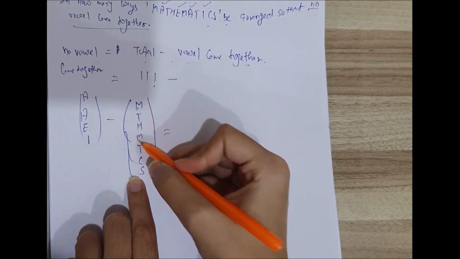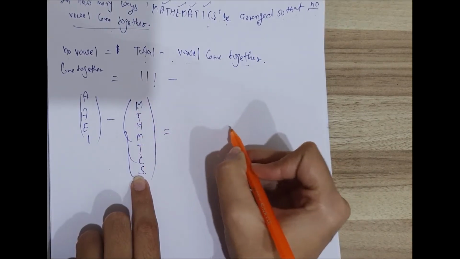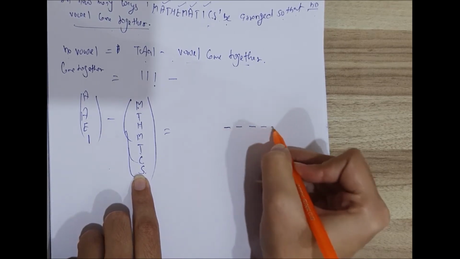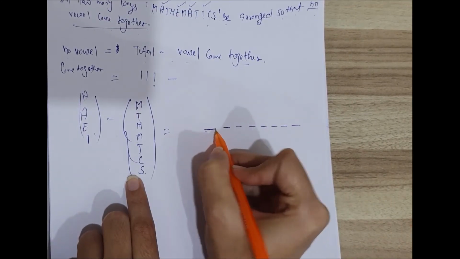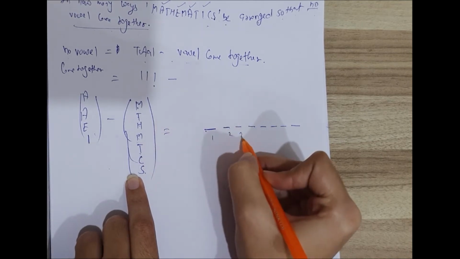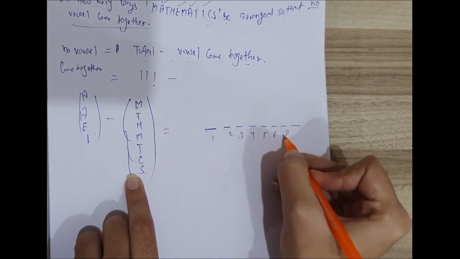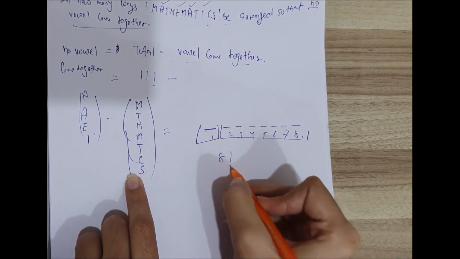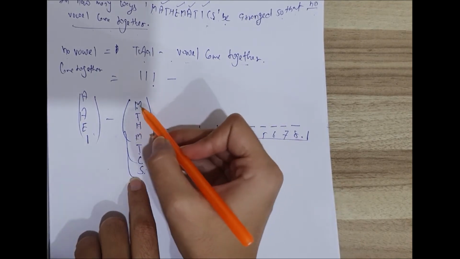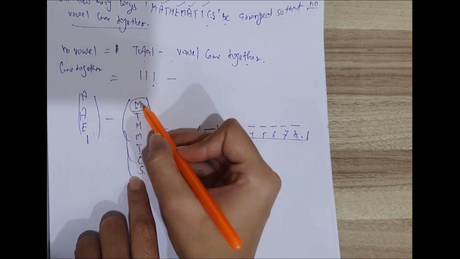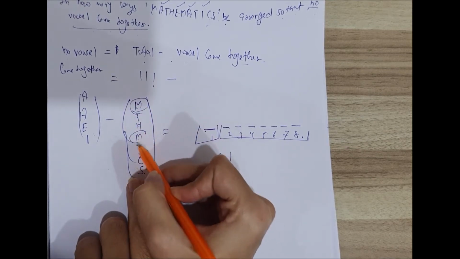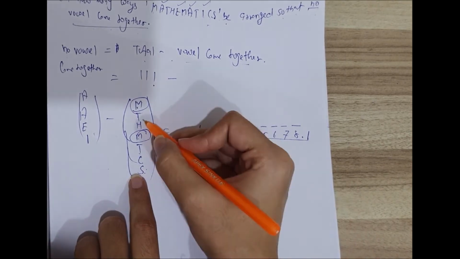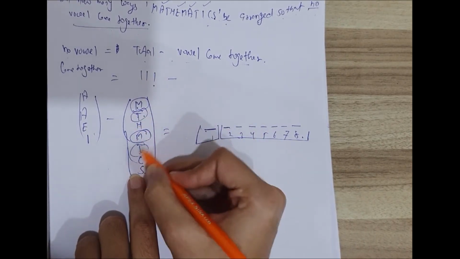1, 2, 3, 4, 5, 6, 7. 7 consonants. Now arrange them in 7 places, with 1 place for the vowels, so 8 places. This place is for the vowels. So it will be 8 factorial. Now see the letters that are repeating. M is repeating 2 times, so divided by 2 factorial, and T is also repeating 2 times.